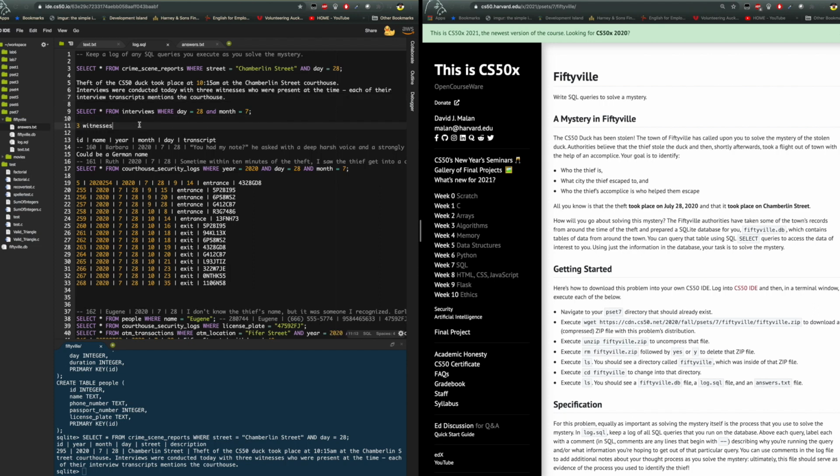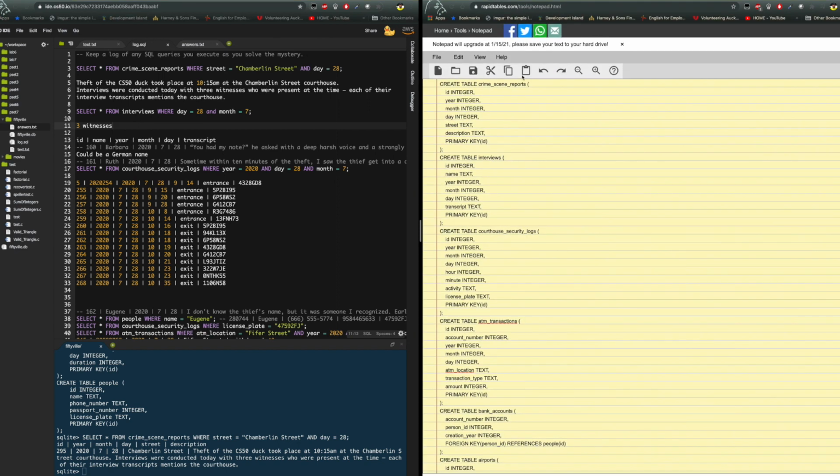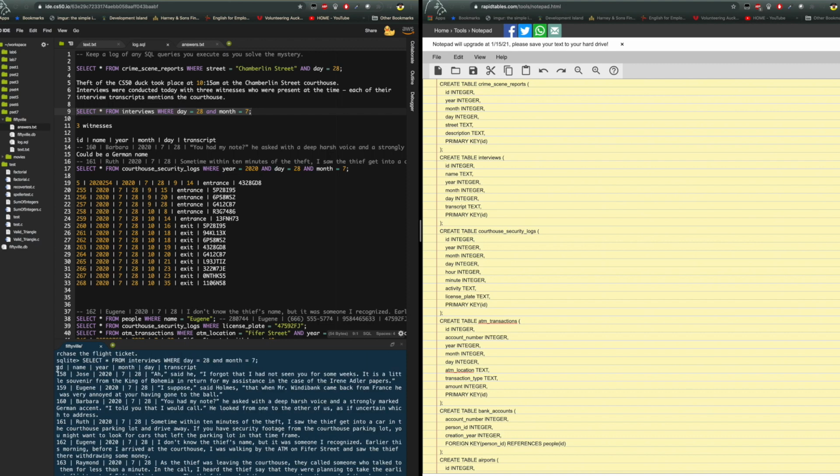Now we want to check another table called interviews. So they basically go one by one. You see the order in which we need to go, and we basically go to interviews. So from interviews, select star, which means every column. I wanted to check everything from interviews on day 28 and month 7, what we had. So here they are.